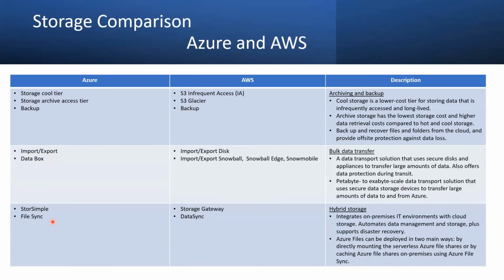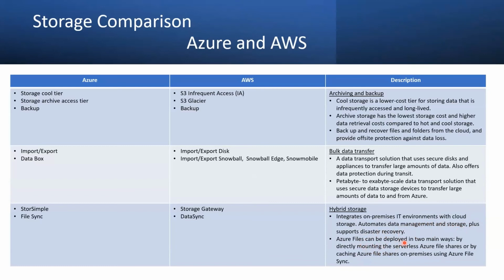The third offering is in reference to hybrid storage. They have StorSimple and File Sync in Azure, and in AWS, Storage Gateway and DataSync. What do StorSimple and Storage Gateway provide? They integrate the on-premises IT environment with cloud storage, automate data management and storage, plus support disaster recovery.